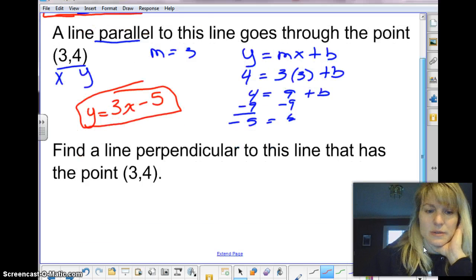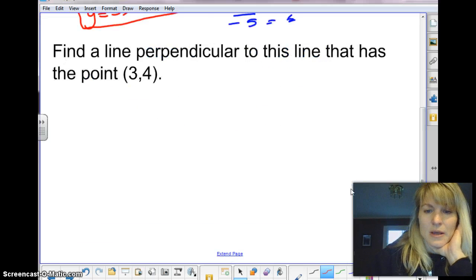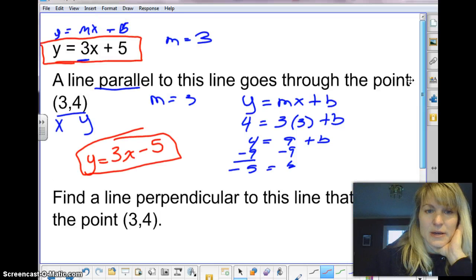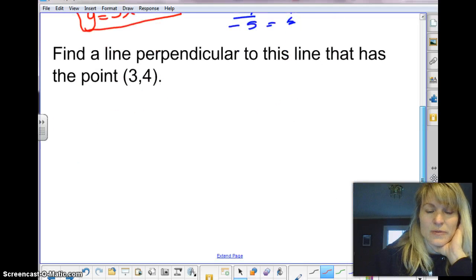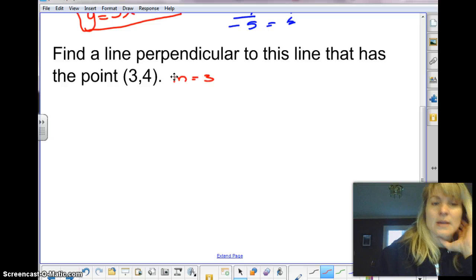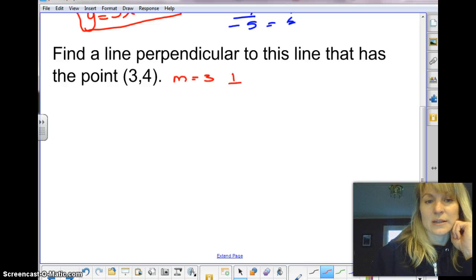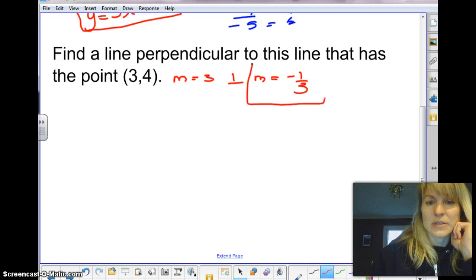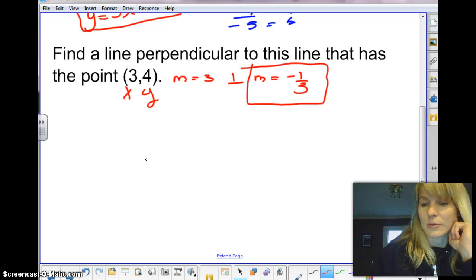Okay, and we can do the same thing for perpendicular lines. We're going to practice this a little bit tomorrow. Again, I'm going to use the same line as above, so I know that my slope of that line is 3. Therefore, the perpendicular slope would be the negative, so it's going to be, that's positive, so this is going to be negative, and the reciprocal of 3 is 1/3, right? So now I know my slope of the perpendicular line is 1/3, and it goes through this point, 3, 4.